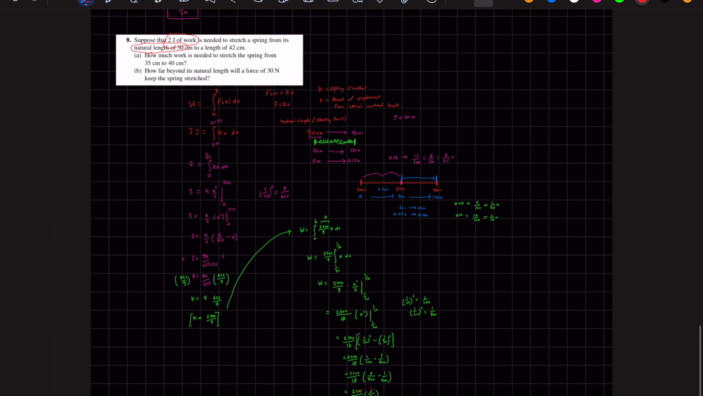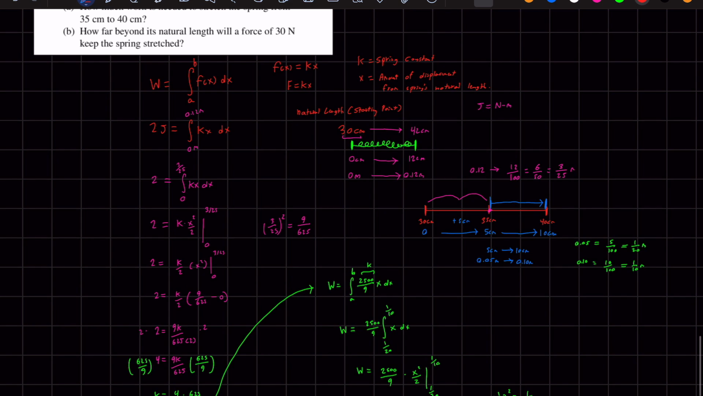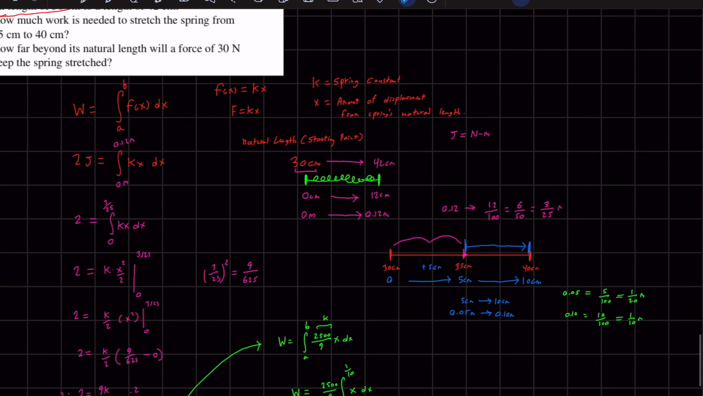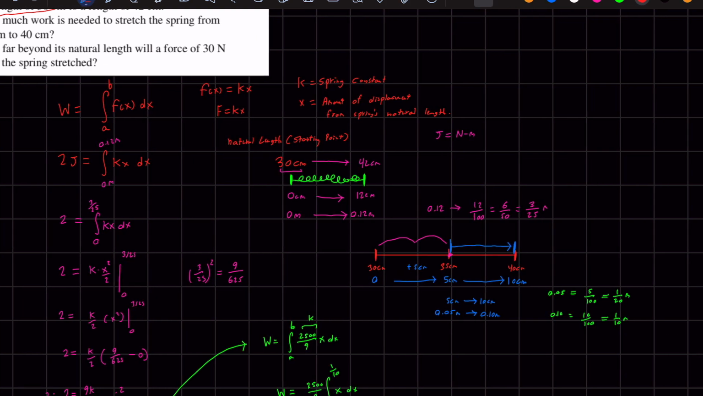Okay. Now, for B, it says, how far beyond its natural length will a force of 30 newtons keep the spring stretched? Remember what F equals kx means. X is the amount of displacement from the spring's natural length. So that's what we're trying to find right now. We're just trying to find X. And we're given a force already. We're given a force of 30 newtons. And we already have K. So all we're going to do is solve for X.